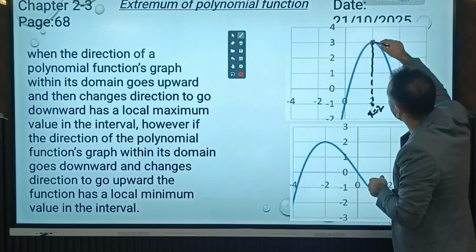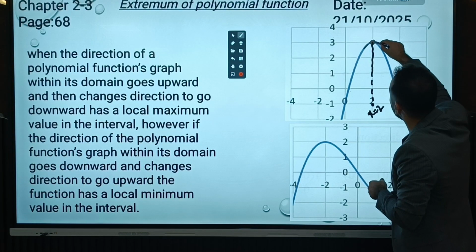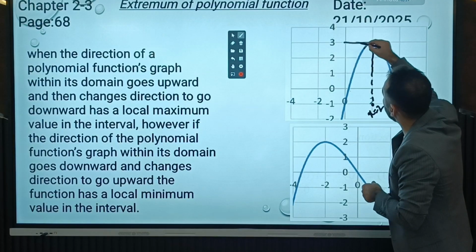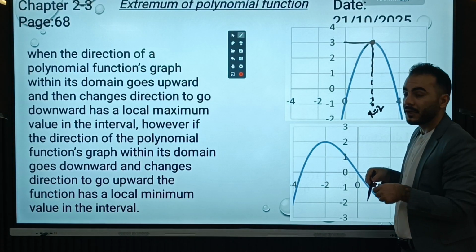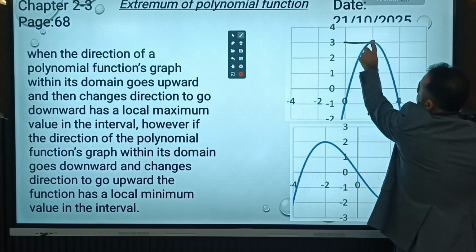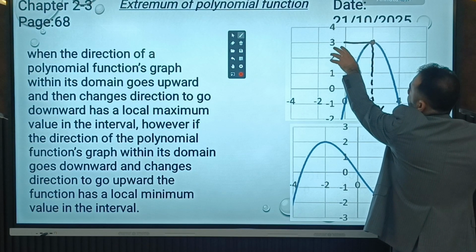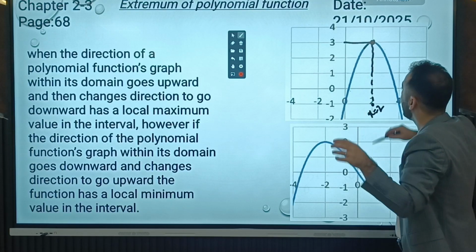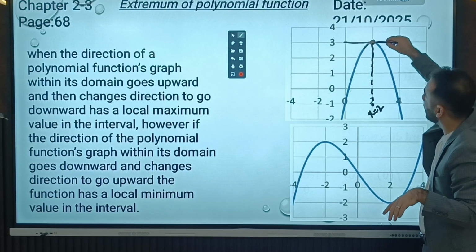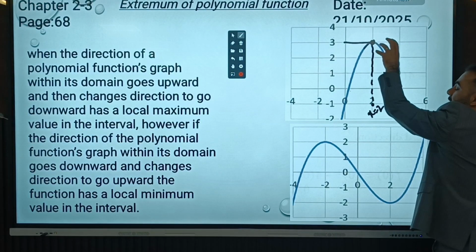For example, the value here, let's say it's 3. So it's greater than all the values around it. As you can see, around 3 these points are 2, 2.5, and so on, 1, 0, -1 on the other side as well. And the greatest outcome here is 3. Therefore, we call this point a local maximum.